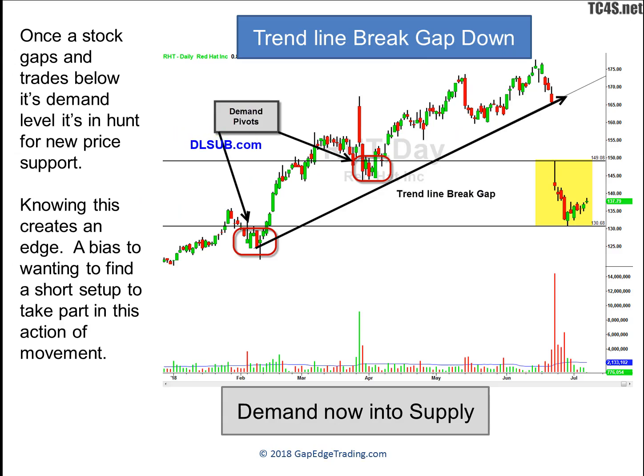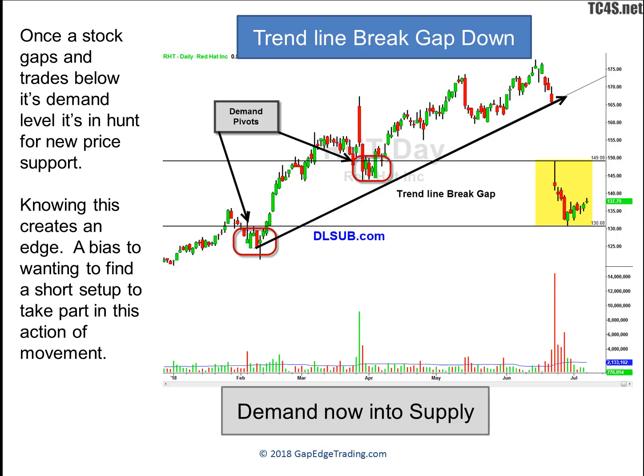Alright, here's a trend line break gap down. Once a stock gaps and trades below its demand level, it's in hunt for a new price level of support. Knowing this creates an edge, a bias to wanting to find a short setup to take part of this action of movement. So this is a beautiful setup.